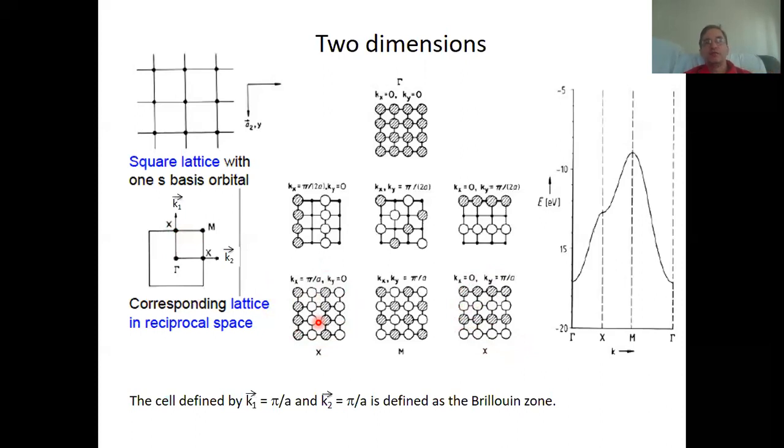Okay, so finally, we could also think about what is the crystal orbital in which both kx is equal to pi over a and ky is equal to pi over a. All right, so this would define this point M here within our unit cell within the reciprocal space.